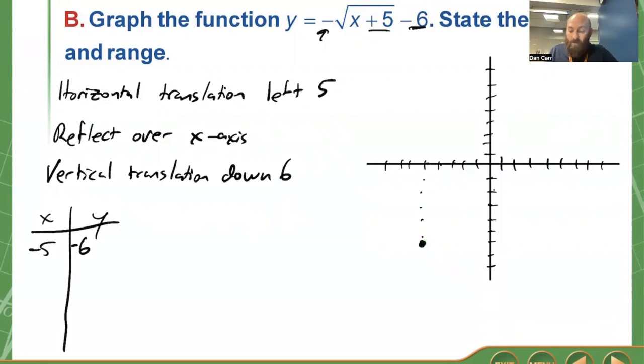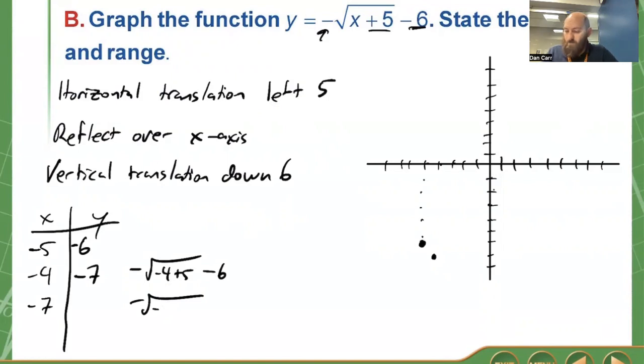To get a couple more points, let's go 1 more, it's -4, and then 3 more is -7. So this is going to be the negative square root of -4 plus 5, and then -6. So -4 plus 5 is a +1. Square root of that is 1. Then the negative of 1 minus 6 is a -7. So it's going to go down here to -7.